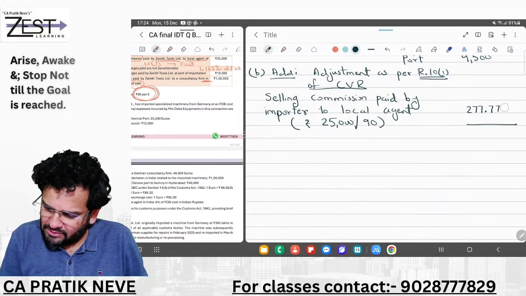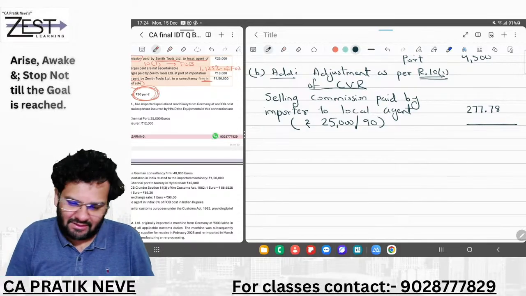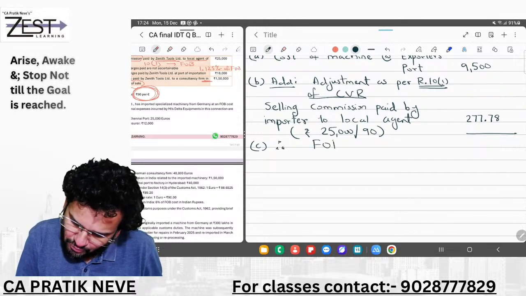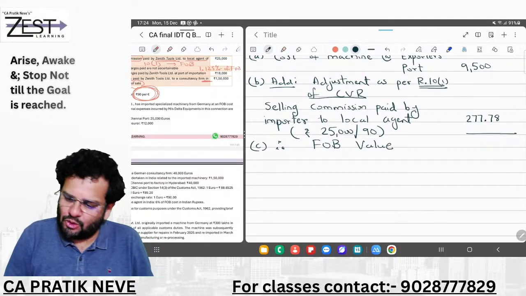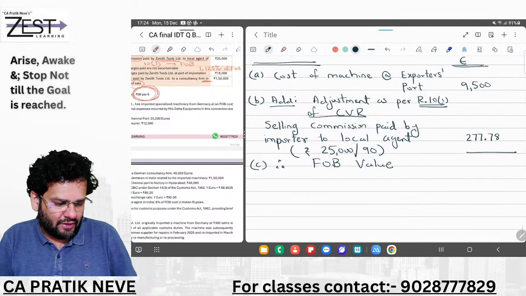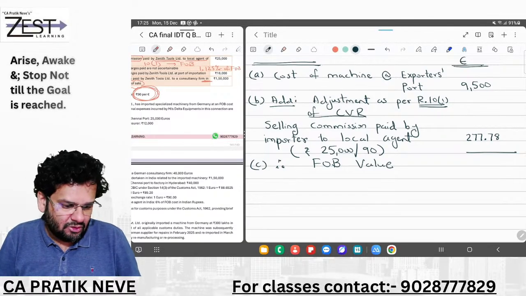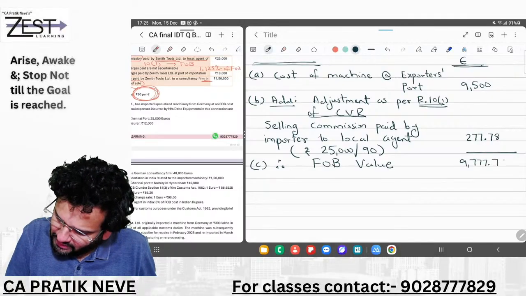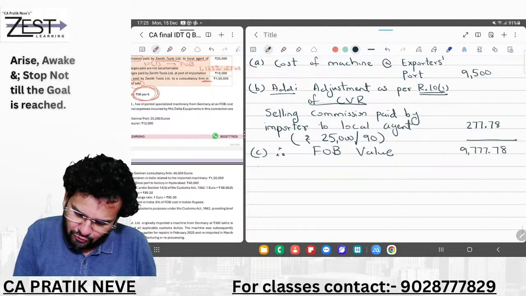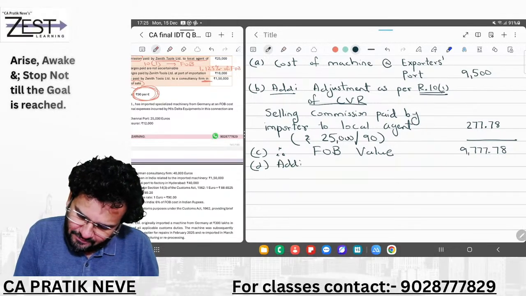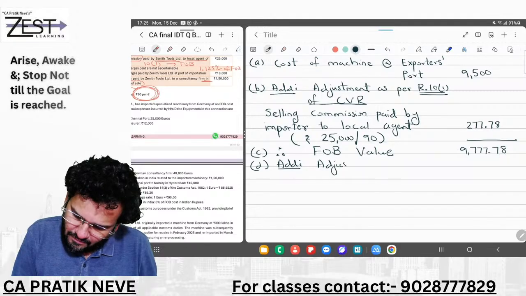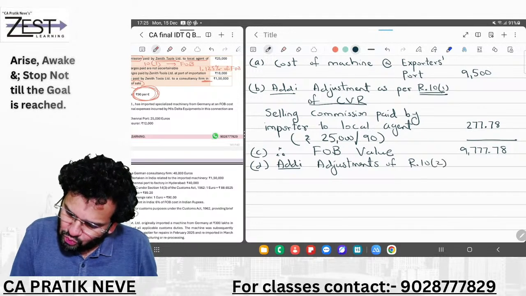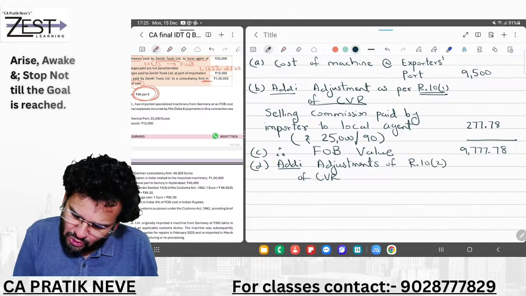So what I'm going to do is, with your permission, write it like this till 2 decimals. So C point, therefore I will get FOB value. This is called FOB value as per customs. So 9,500 plus 277.78, which is 9,777.78. This is your FOB value. Now you will add adjustments of rule 10(2) of customs valuation rules.